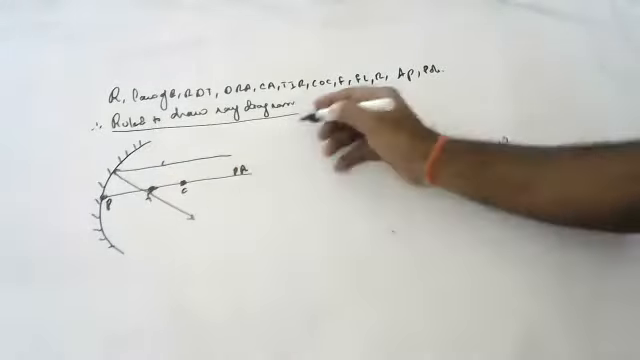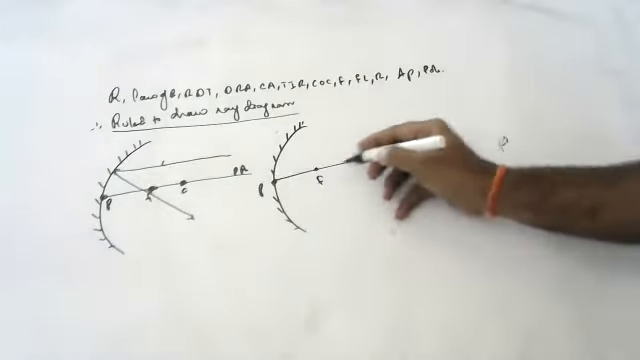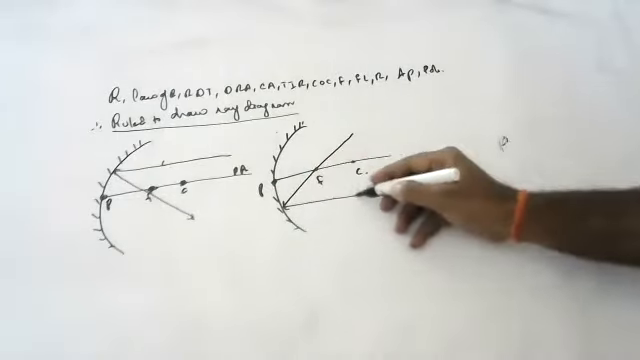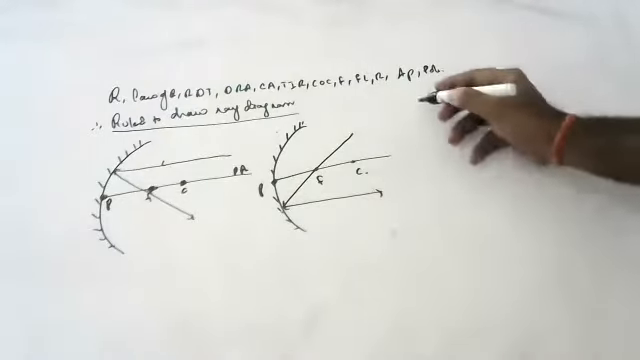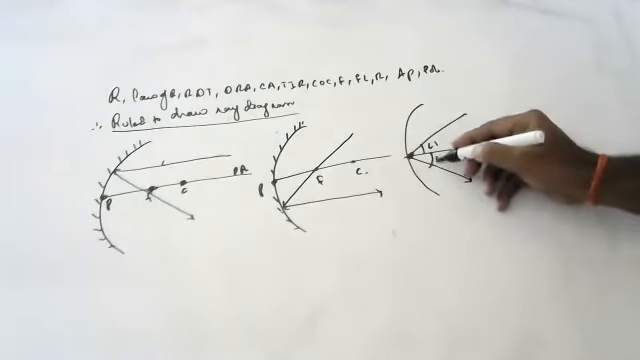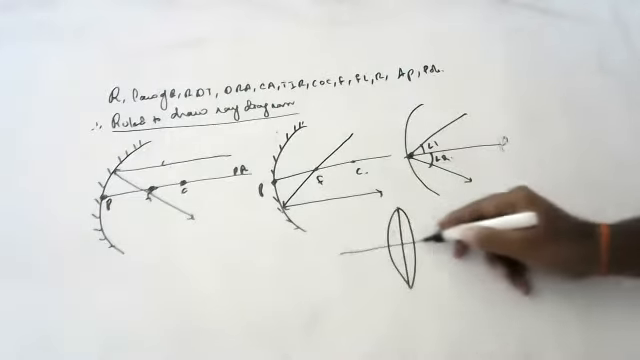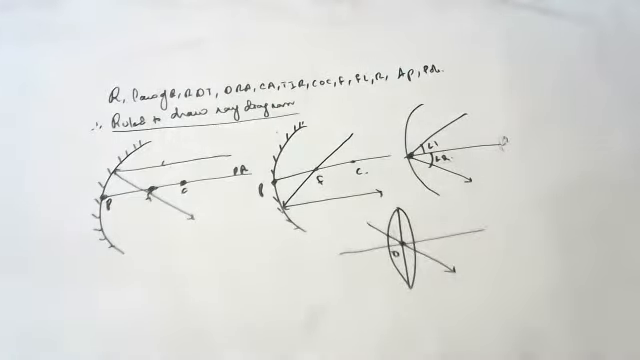Number two, children. If a light ray is going through focus, after reflection, it goes parallel to the principal axis. Number three. If a light ray is hitting at the pole, it obeys the laws of reflection. Number four, in lenses, if a light ray is going through the optic center, the light ray does not deviate.